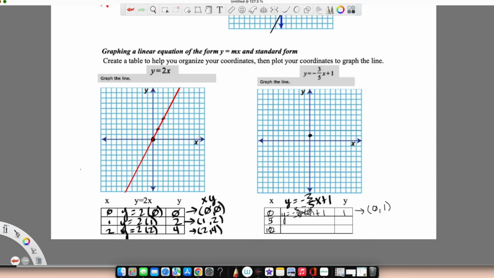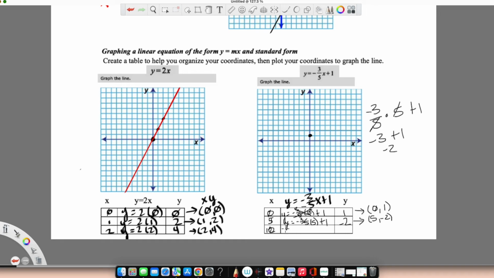So now I have y equals negative 3/5 times 5 plus 1. And if I come up here, so that you can see a little bigger here, times 5, well, this is divided by 5, multiplied by 5, so it cancels. And it just becomes negative 3 plus 1. Well, negative 3 plus 1 is negative 2. So now I have 5 and negative 2 for my coordinate.